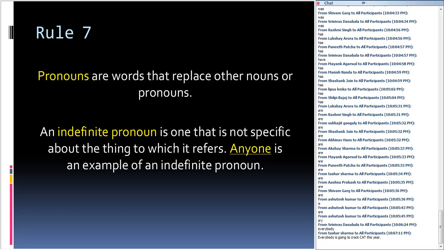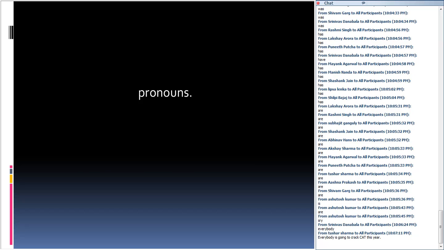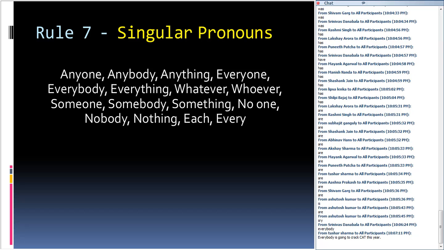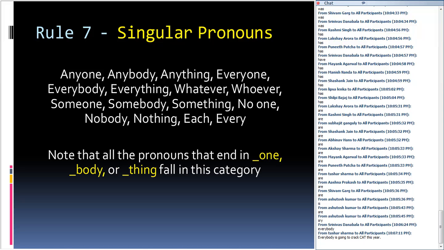Anyone is an example of an indefinite pronoun. And not just anyone, there are so many others. और बहुत सारे indefinite pronouns हैं. जैसे anyone, anybody, anything, everyone, everybody, everything, whatever, whoever, someone, somebody, something, no one, nothing, nobody, each, every, and you will see that all the pronouns that end in one, body and thing, they fall in this category.